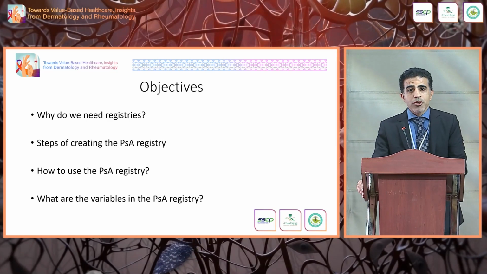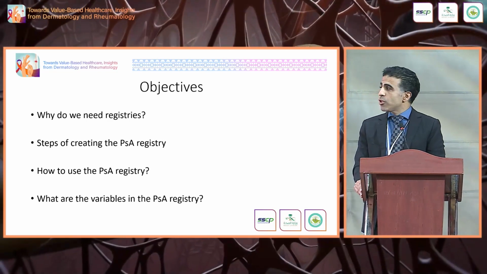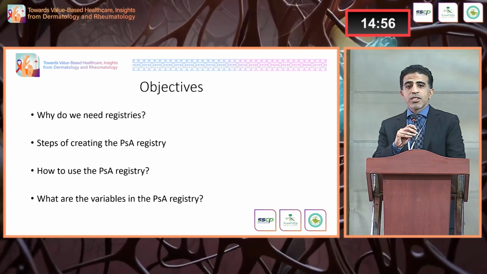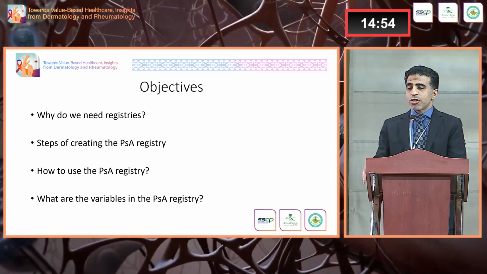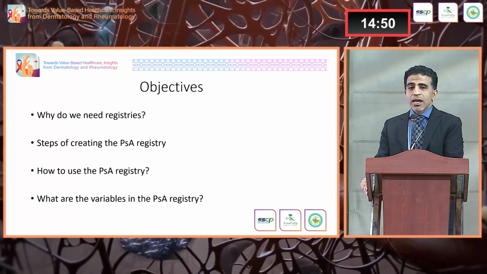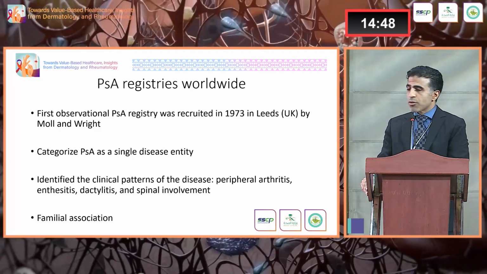So in my presentation, I'll try to answer the following questions. Why do we need registries? And what were the steps that were made to create this registry? What variables are included in the registry? And how to use the psoriatic arthritis registry.